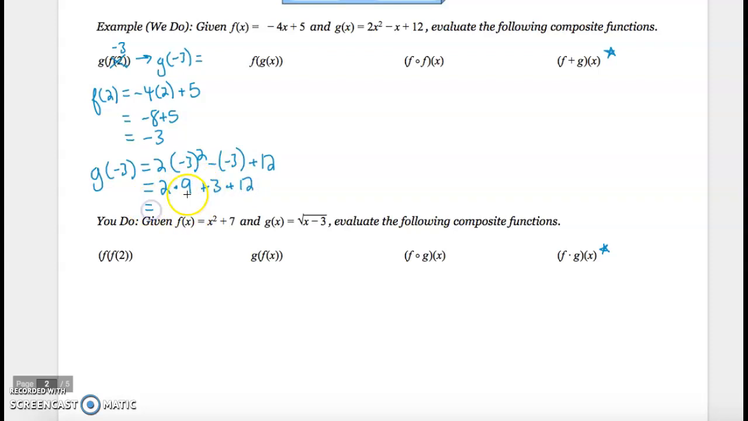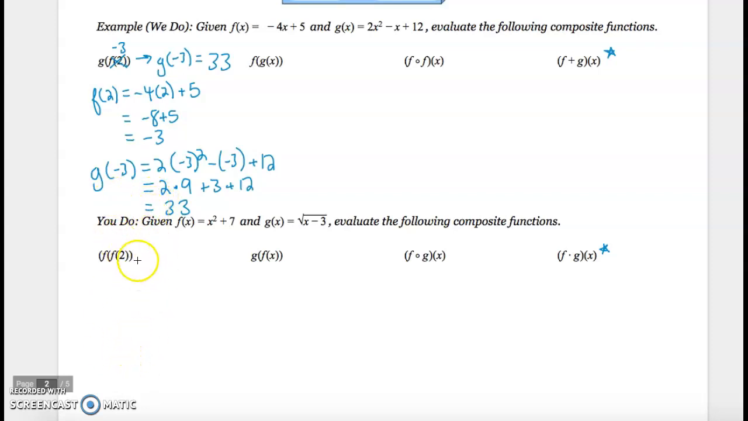All right, running out of room. So 2 times 9 is 18. 18 plus 3 is 21. 21 plus 12 is 33. Double check that. 18 plus 15. Yep, 33. Cool. So then that would be my final answer. I worked from the inside out. All right, so why don't we go ahead and we'll pause and we'll do the bottom one.